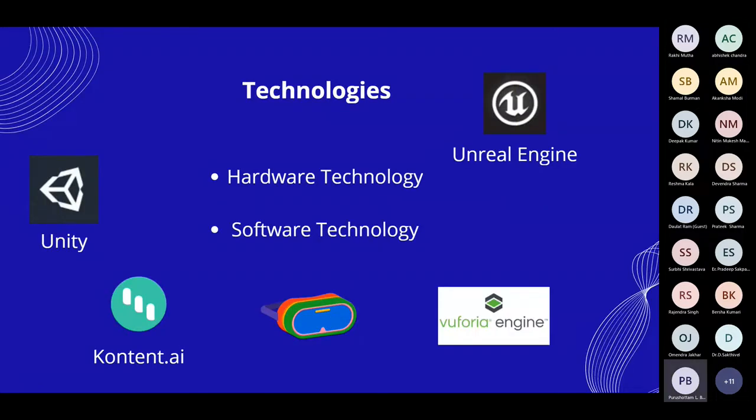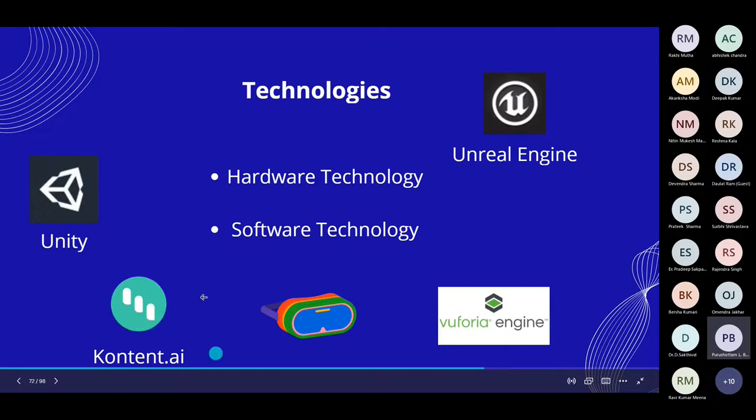So here we are going to consider some of the technologies with respect to AR/VR. So here we are going to use Unity interface and Unreal Engine, Vuforia engine, then content. Also, we are going to use Kula software in order to get the real view of the given scene, the localities. So these are the technologies, hardware technology and software technology. So software technology makes use of Unity interface as well as Vuforia engine. Also, we are going to use the hardware technology in terms of 360 degree camera, Unreal Engine, and content AI.